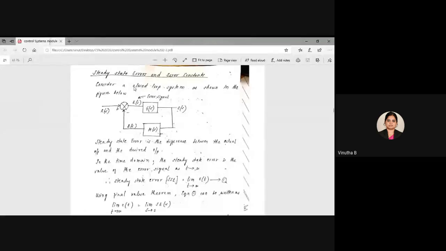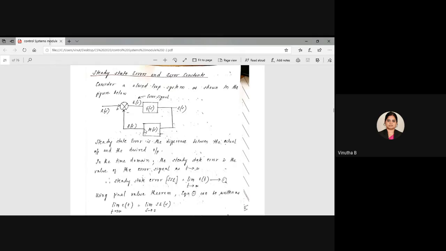So now you see here, consider a closed loop system as shown in the figure below. So you are considering a closed loop system here. This has input, reference input R of S. Then you have this open loop forward gain, which is given by G of S. Then this is the output, which is the C of S. This is the desired output. Sorry, desired output is this, and this is the actual output.